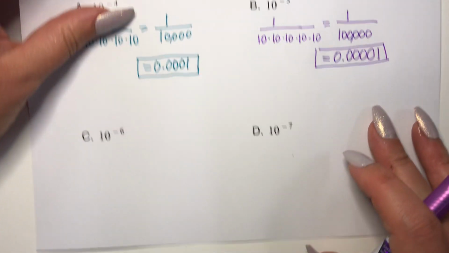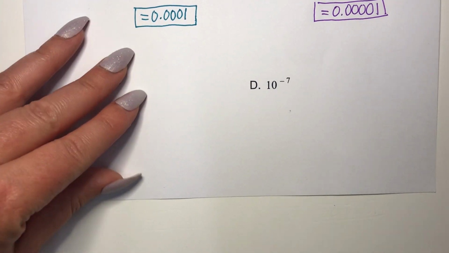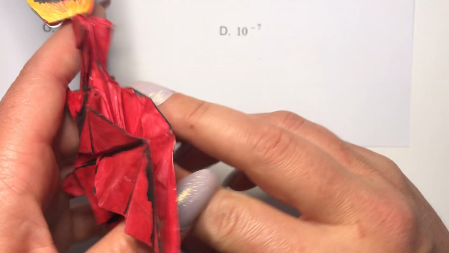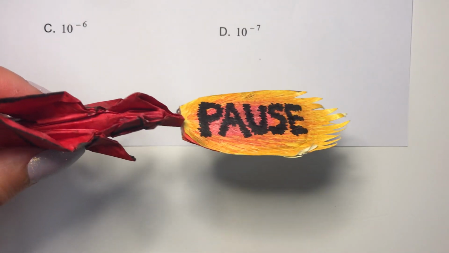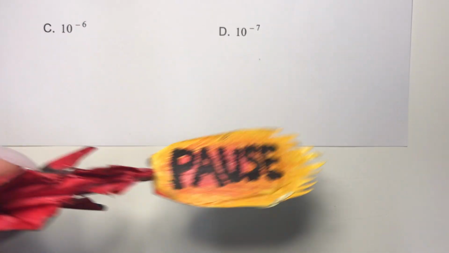Okay, now it is your turn, ladies and gentlemen. I want you to try C and D. And here is my friend, the pause dragon, coming in, reminding you that you need to pause your device. Go ahead and work this problem out. When you get done, press play and we'll talk about it together. All right, see you in a bit.